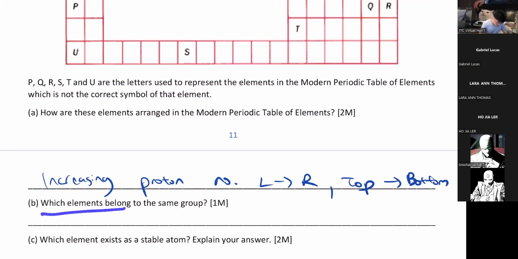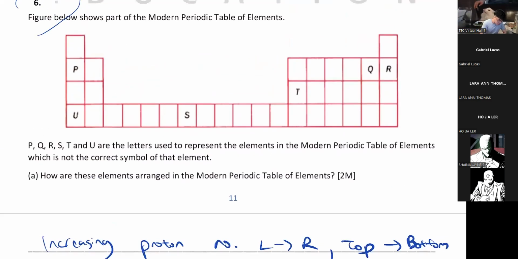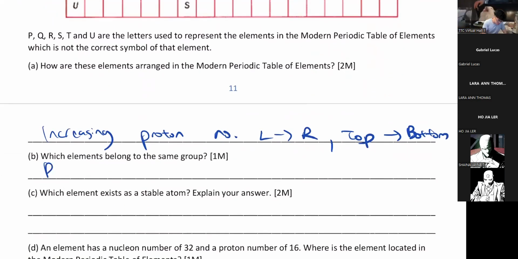B, which elements belong to the same group? So what is group? Group is coming down, right? So who's the same group? There's only 2 here, P and U.